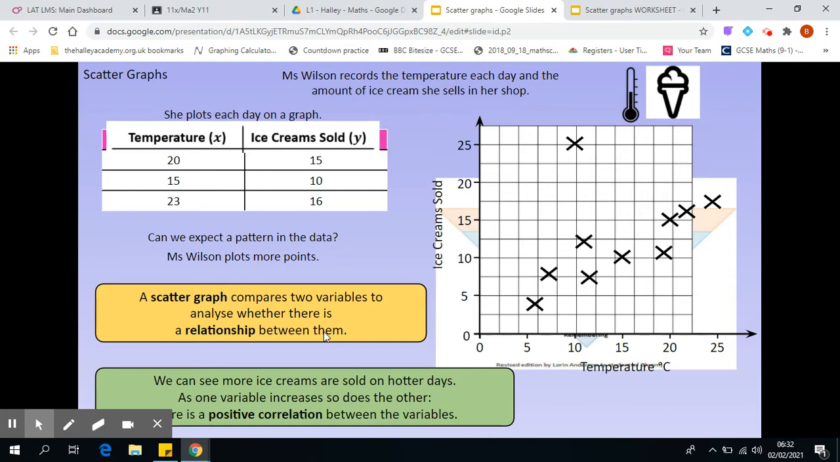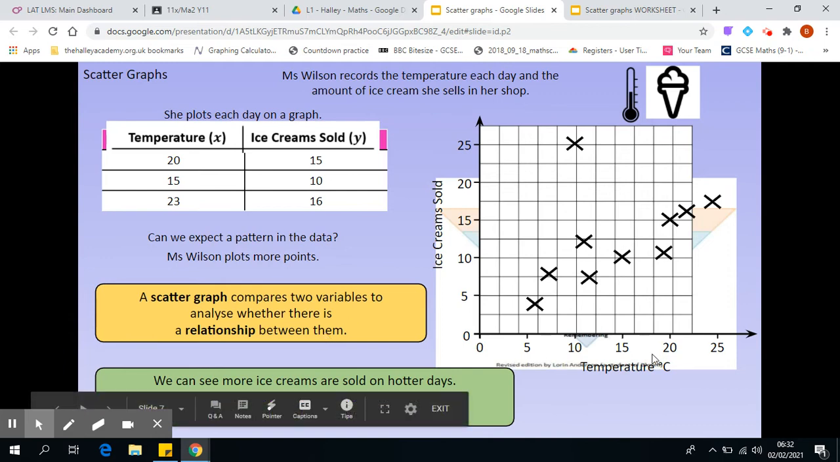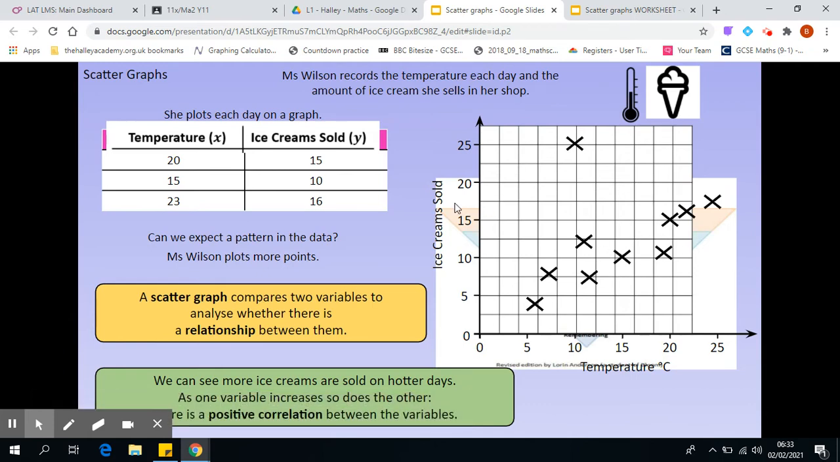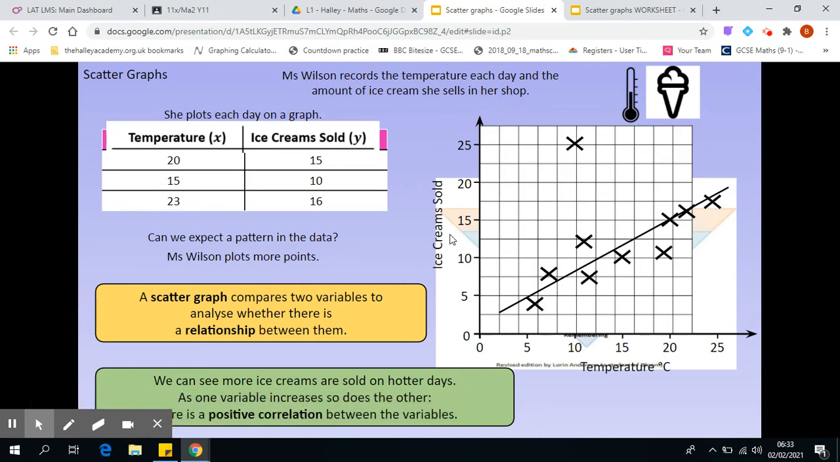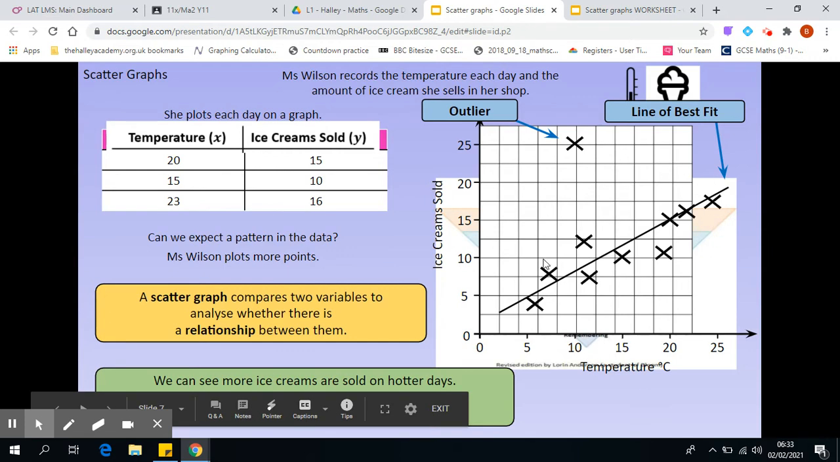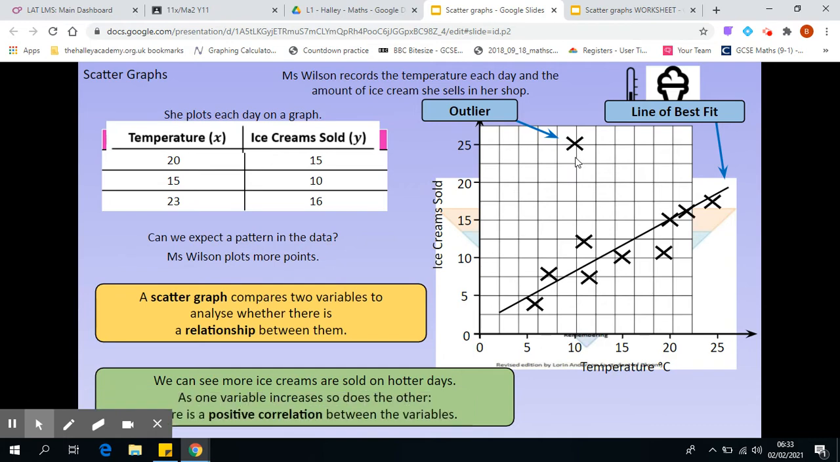We can see more ice creams are sold on hotter days as one increases. As the temperature increases, the number of ice creams sold increases. Hence, there is positive correlation between the variables. This is the line of best fit, which is one line that goes through the data. That's the line of best fit, as I mentioned, and that's the outlier which doesn't belong to the group of the data. So one day it was 10 degrees Celsius, however, there were 25 ice creams sold.